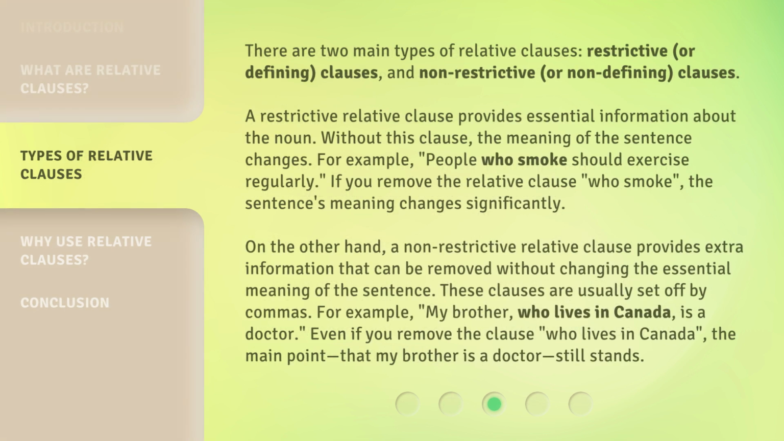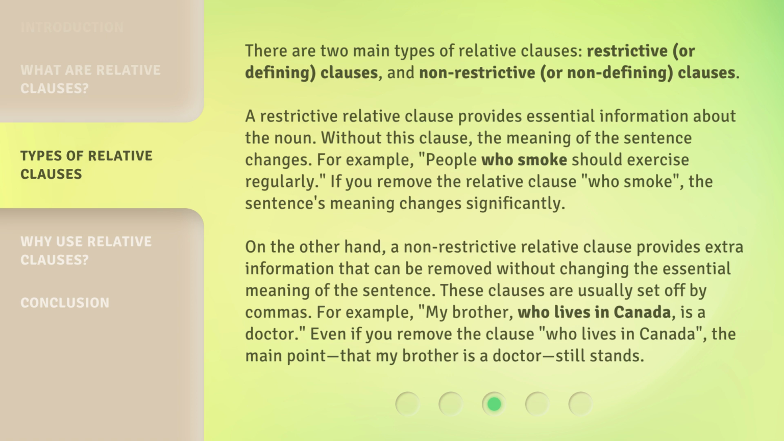There are two main types of relative clauses, restrictive or defining clauses, and non-restrictive or non-defining clauses. A restrictive relative clause provides essential information about the noun. Without this clause, the meaning of the sentence changes. For example, people who smoke should exercise regularly. If you remove the relative clause, who smoke, the sentence's meaning changes significantly.